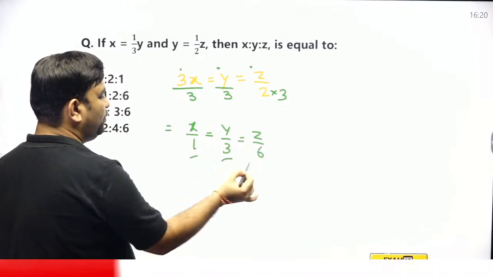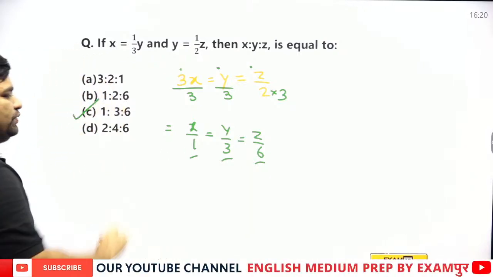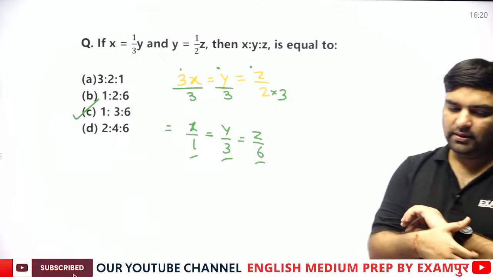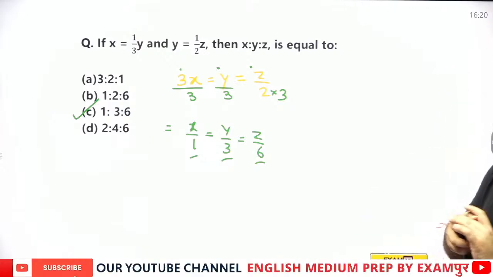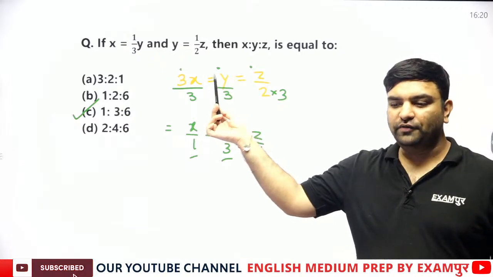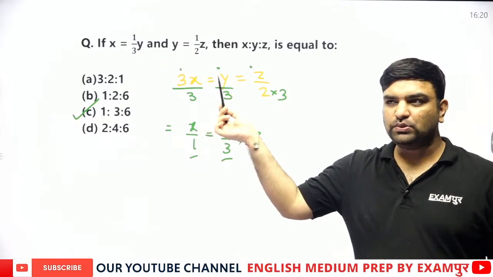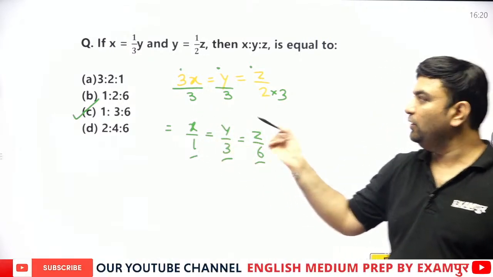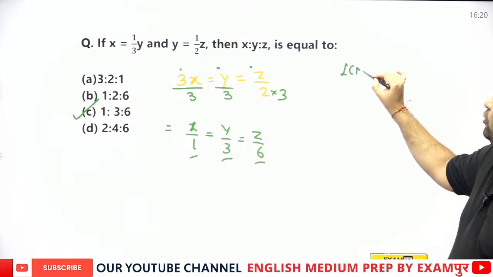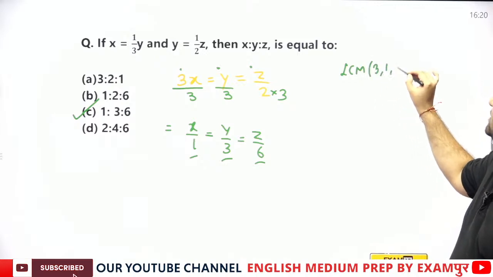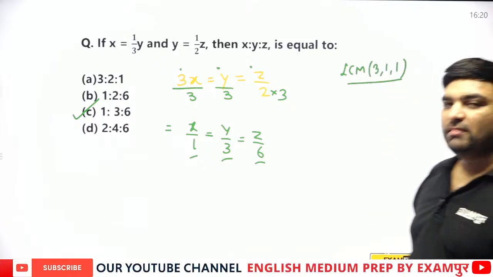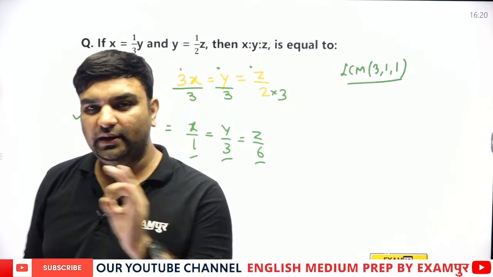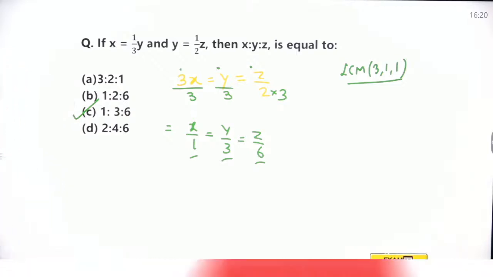So their ratio is 1:3:6. This is also an important logic: we have to make x, y, z coefficient free. That is why we always divide by the LCM of numerators. Let's move on.